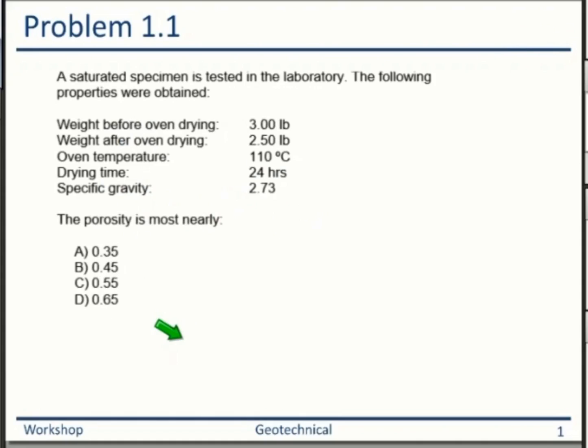Very good, the sample is saturated, right? Whenever the word saturated is there, it means your volume of voids is completely filled with water, or degree of saturation is 1. Whenever the word saturated is there, the sample is fully saturated. So S is 1. If it is not 100% saturated, then the problem should tell you it is 80% saturated, 90% saturated. It didn't say that, right? It said simply saturated specimen. It means volume of voids is completely filled with water. Therefore, degree of saturation is 1 or 100%. Okay?